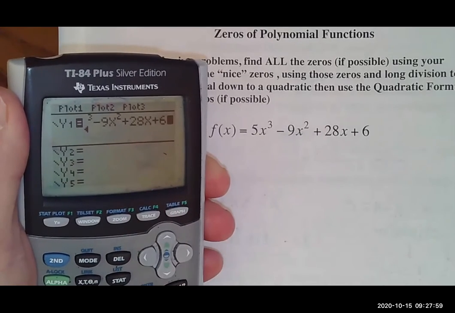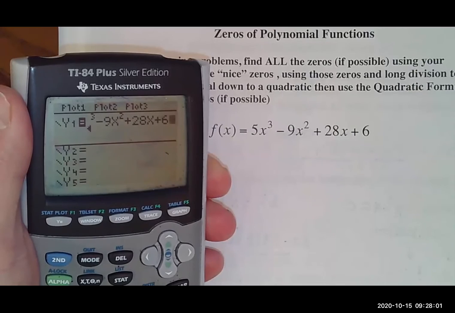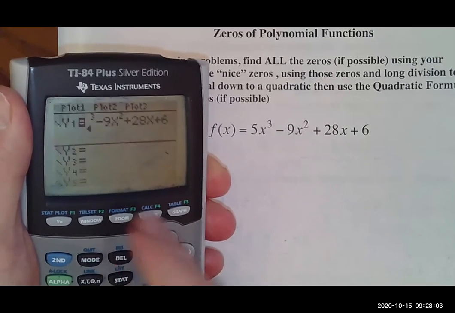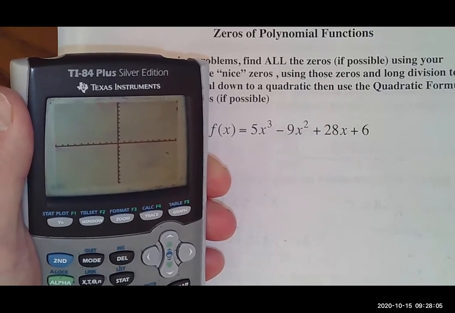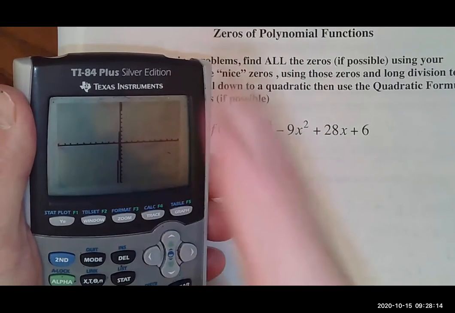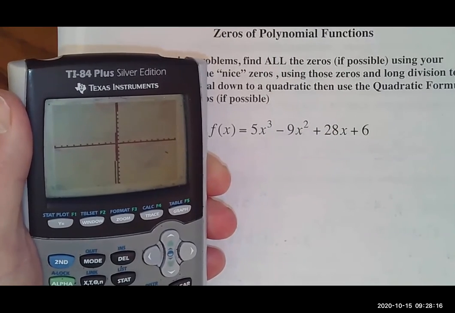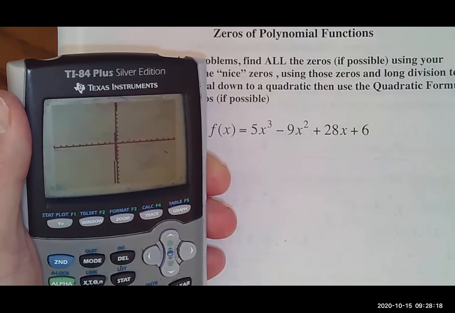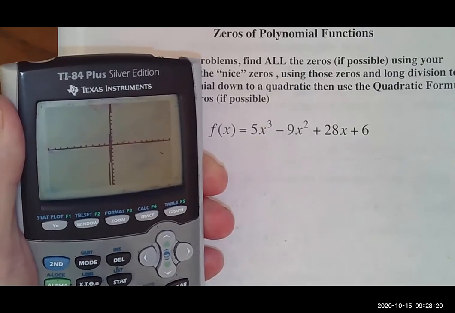As long as I haven't made a mistake typing it in, looks okay. Zoom 6. There's an answer. All I need is one of them. I'll see what that one looks like. If it's some weird decimal, my method's not going to work. It only works if it's a nice answer.